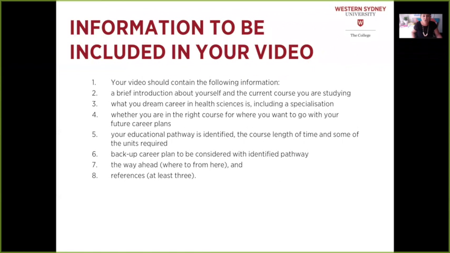So let's take a closer look at what we're looking for. I've broken it down into 8 different slides, and when I do my practice presentation, you'll see that I've followed these 8 slides. You need to introduce yourself, your current course you're studying, and your dream career about health science, including a specialisation. If you don't know one, maybe give a couple, but we really need you to start to think about this because going forward, you're going to have to select some electives. Whether or not you're in the right career path. So are you having to transfer? Are you applying to a different campus, etc.? The pathway, length of time and how you're going to get there. Backup career, just in case your ideal dream job doesn't come off, and where you're headed.